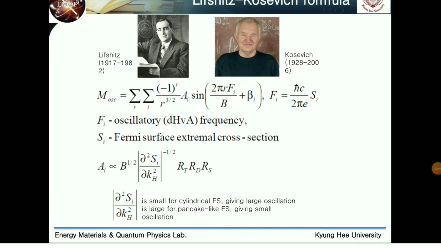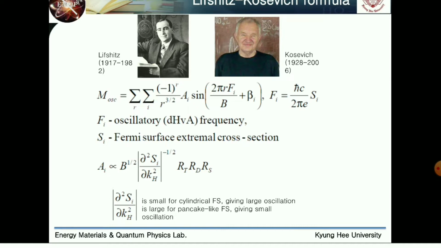In the previous lecture, we studied Landau levels and Landau quantum oscillation behavior. Quantum oscillation measured by electrical resistivity is called the Shubnikov-de Haas oscillation, and the magnetization oscillation is the de Haas-van Alphen oscillation.